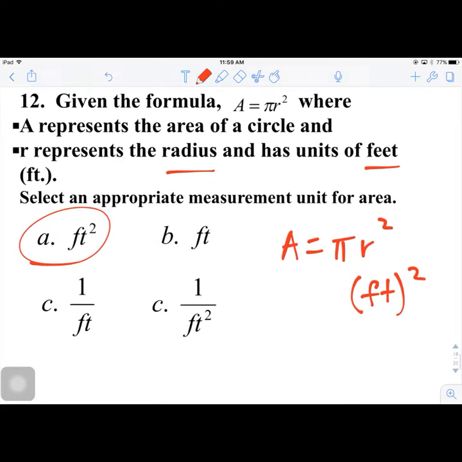Number 12 is asking again for the unit of measurement for the area of the circle. Because we know that area is pi r squared, the radius is the only variable here. The radius is given in feet, so that will be feet squared. And so the answer is A.